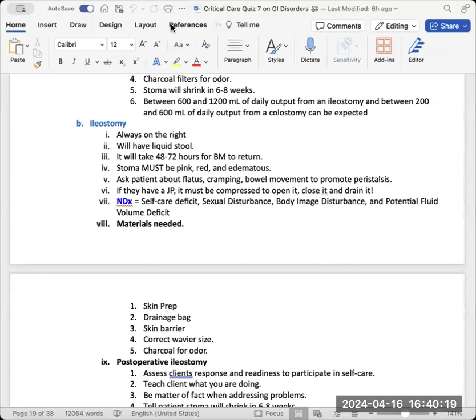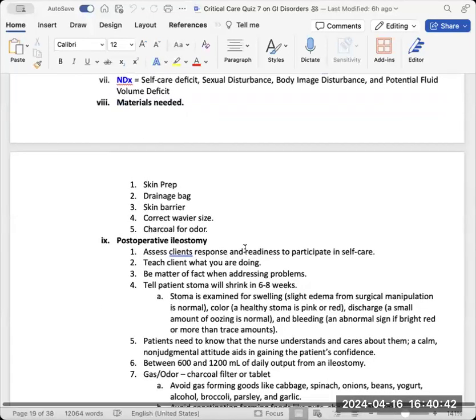Also, self-care deficit, as they might not know exactly how to care for this, and they also have, for this one, potentially a fluid volume deficit, and that's because of the fact that they're losing a lot of liquid into that bag. So if it's more than that 600 to 1200 daily, that could indicate hypovolemia. So we need to be careful with that too.